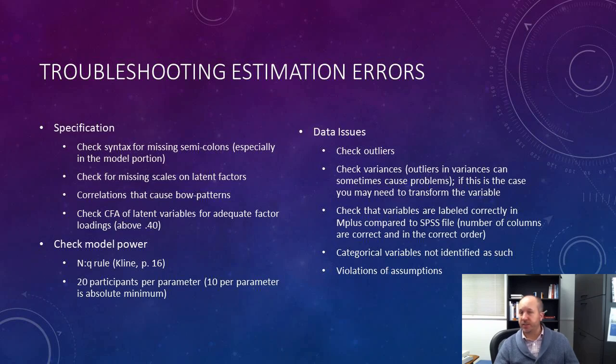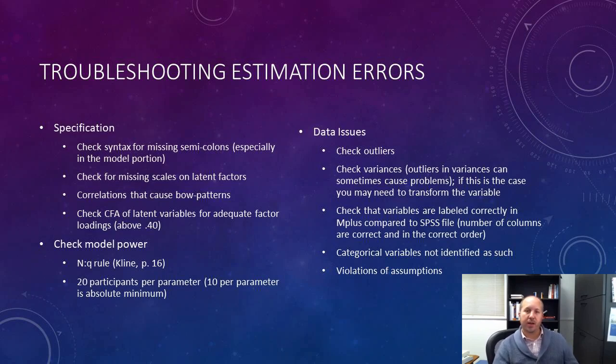Check that you've actually scaled your latent variables, and again, we're going to get to that when we cover CFA in a few weeks. Check for bow patterns or non-recursive models. Check the CFA, make sure that you have factor loadings that are each at least 0.4 or higher. And again, that's going to make more sense when we get to CFA here in a few weeks.